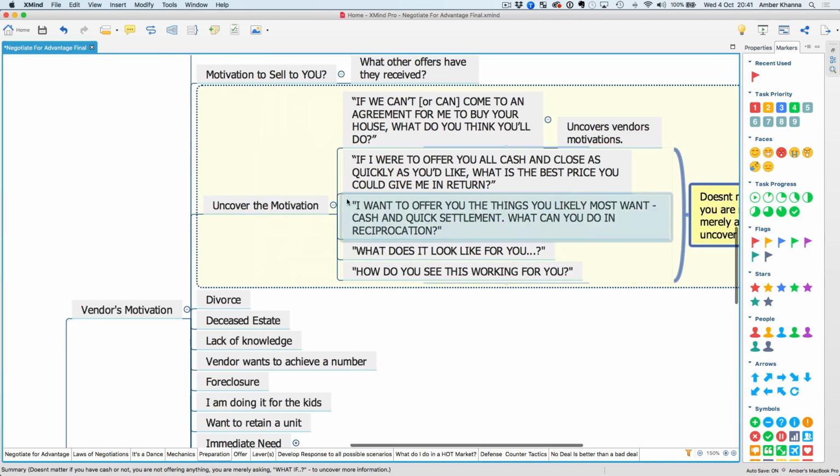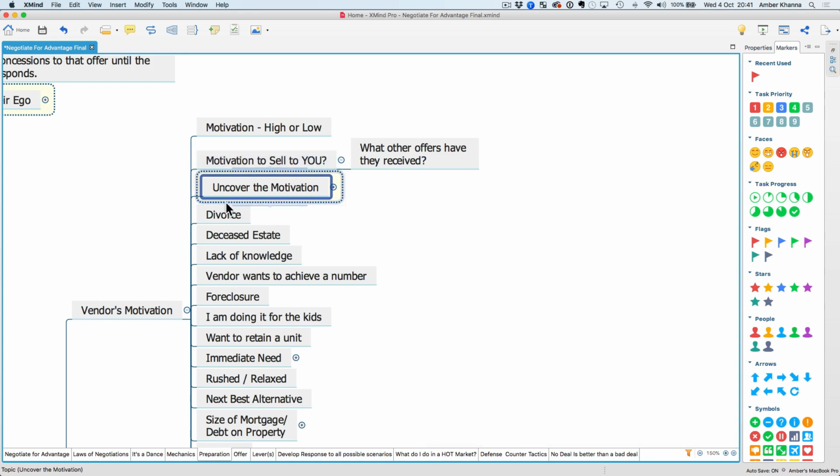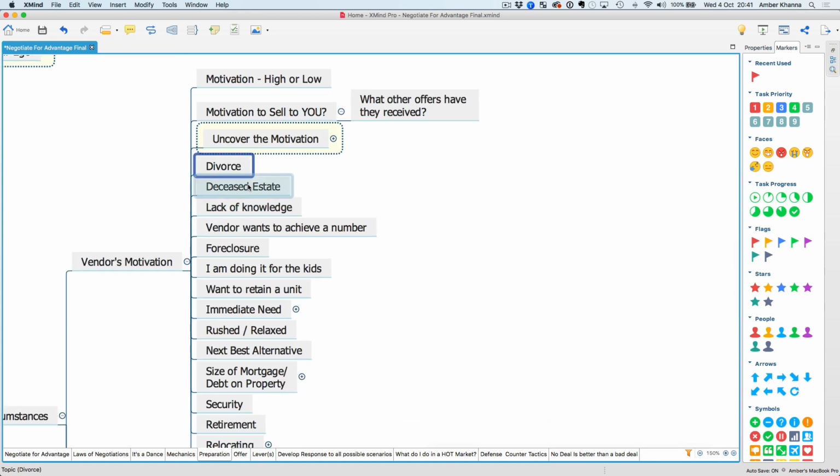What other offers have they received? You've got to figure that out. You've got to uncover the motivation, and the way you do that is by asking these questions. If we can come to an agreement for me to buy your house, or if we can't, what do you think you'll do? It's a little odd question, but it will uncover what their motivations are.